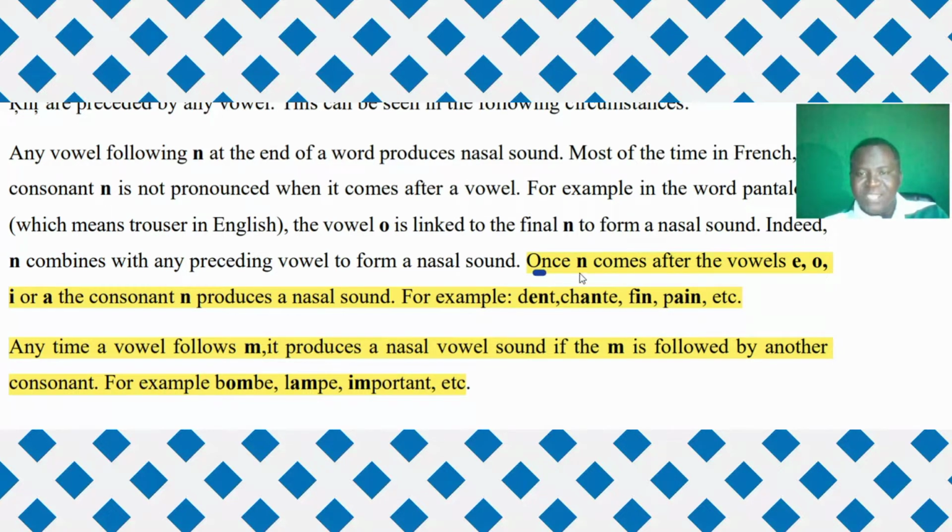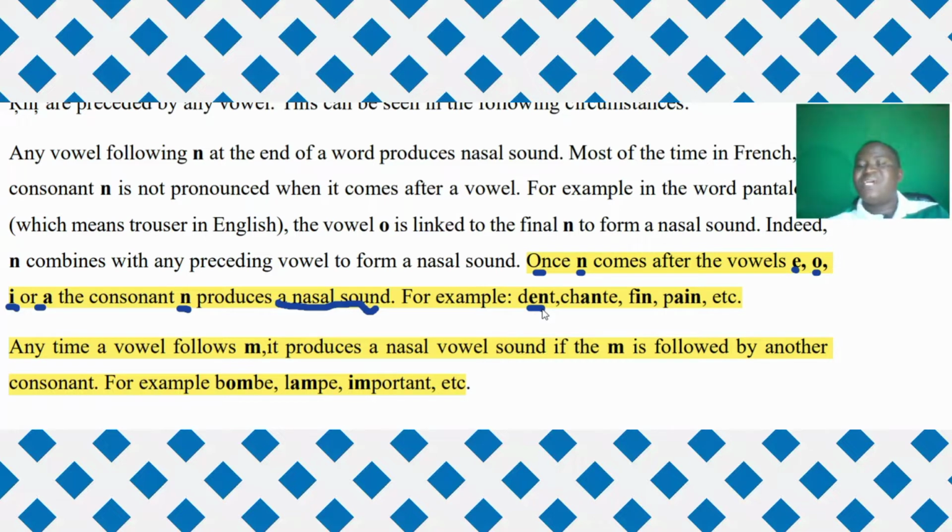Once letter N, are we there, comes after the vowel E, O, I, A, the consonant N is pronounced as a nasal sound. You agree with me that in the word dent, in English you say dent. No. In French it is dent. Dent is teeth. The EN you can see there is a nasal sound. So how do you pronounce a nasal sound? You pronounce nasal sound with your nose.